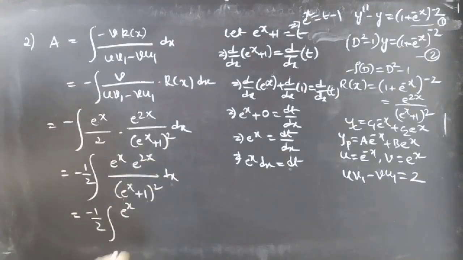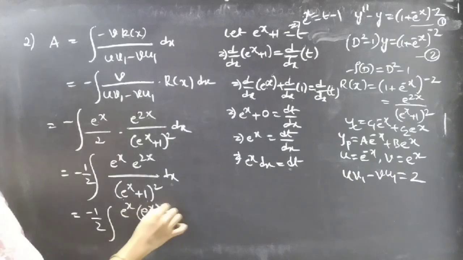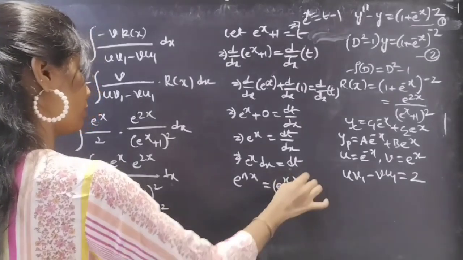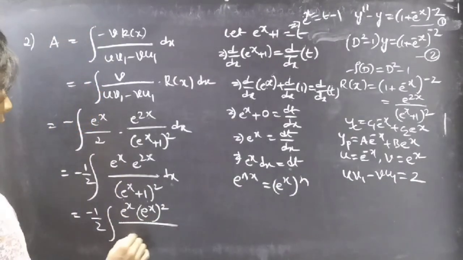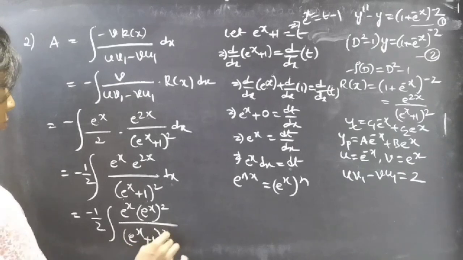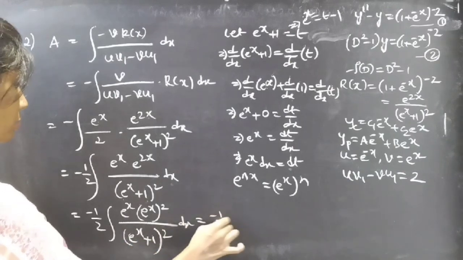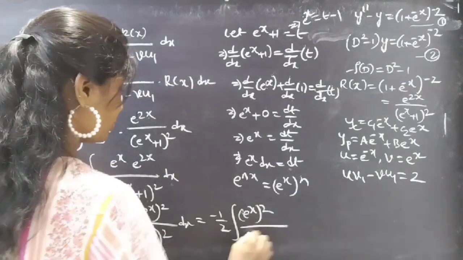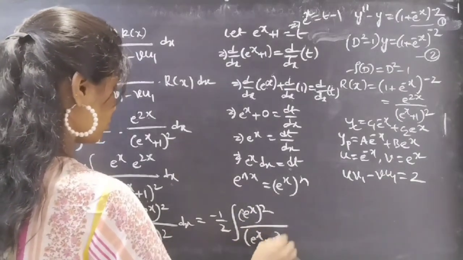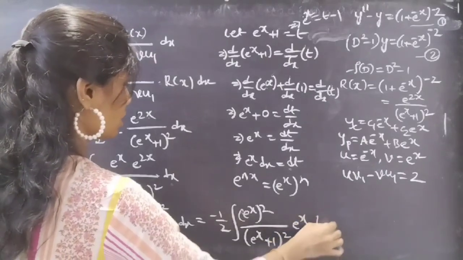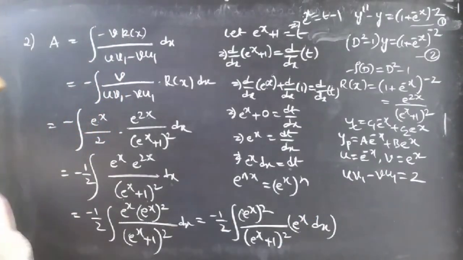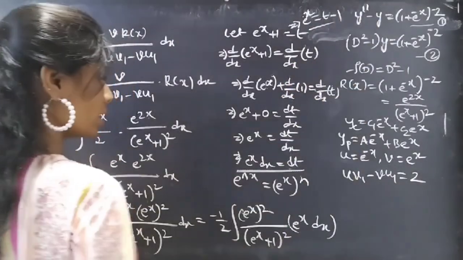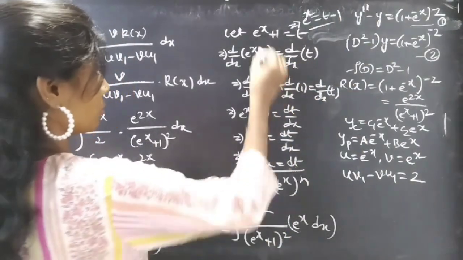Now we can write e power 2x as e power x whole square, since e power nx can be written as e power x whole power n, right? By e power x plus 1 whole square into dx, or we can write it as minus 1 by 2 integral e power x whole square by e power x plus 1 whole square into e power x dx, so that in the next step we can just replace e power x dx with dt, e power x with t minus 1, and e power x plus 1 with t.